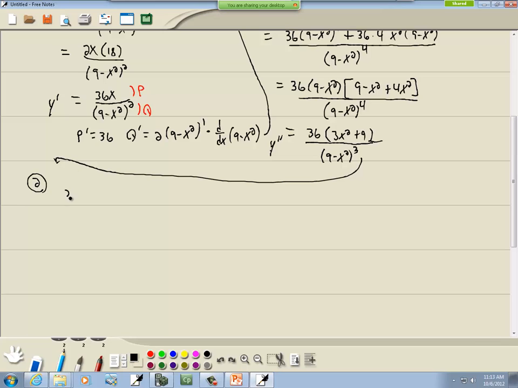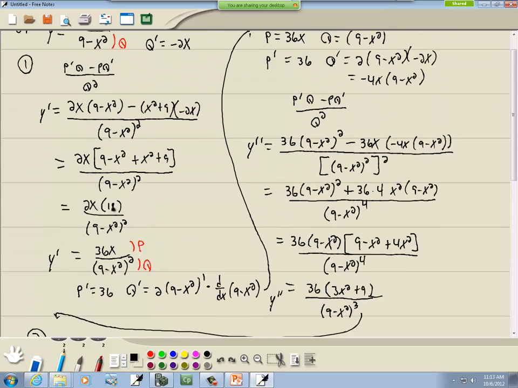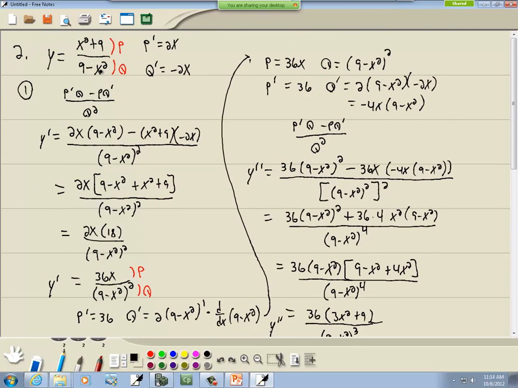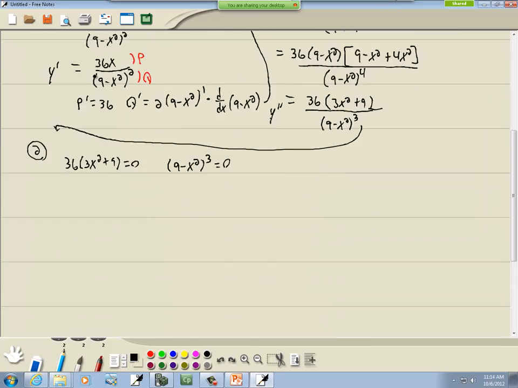So we're going to take the 36(3x squared plus 9), is that equal to 0? And we'll take the (9 minus x squared) to the third power equal to 0. Now, these are going to give us our critical values. Realize that some of the values you get may not actually be valid in our original problem. Critical values may not exist here, but that doesn't mean it doesn't indicate where the concavity might change.